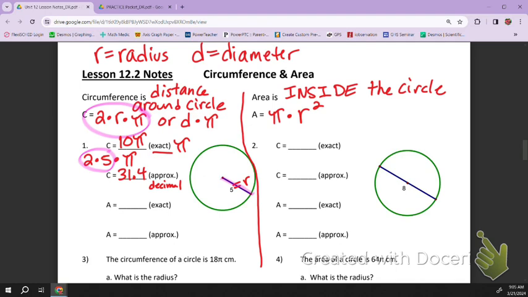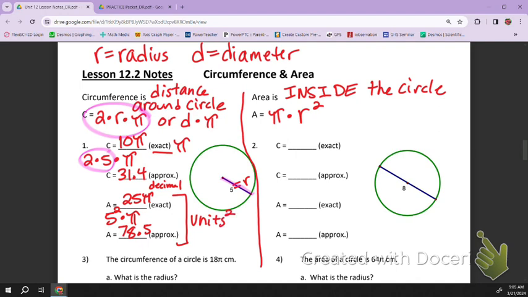Now we're going to do area. My radius is still 5. So I'm going to do 5 squared times pi. What's 5 squared? 25. So my exact answer is 25 pi. In my calculator, you're going to type in 25 times pi. So let's see if you guys can do that now. My approximate is 78.5. Make a note here. This is units squared because we're doing area.